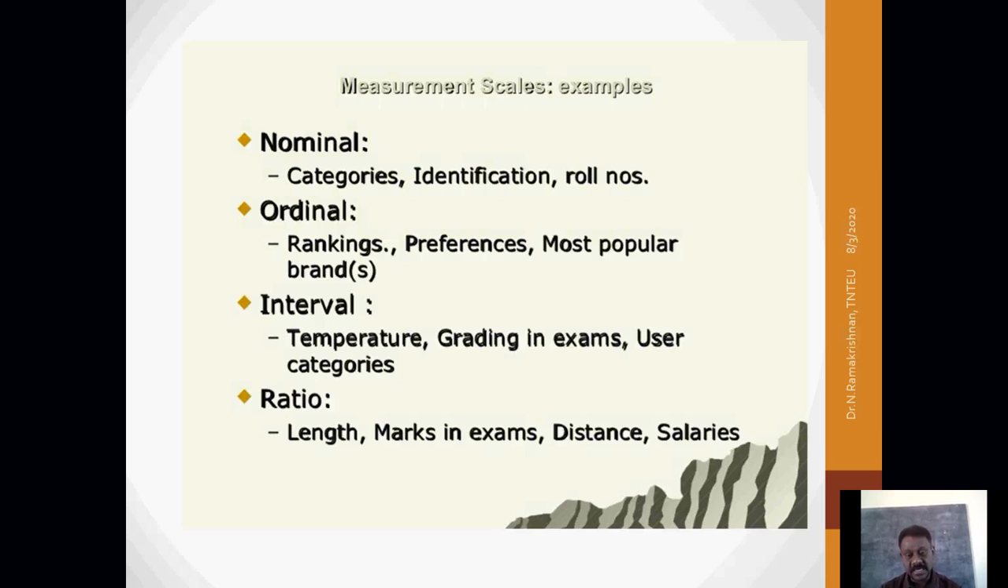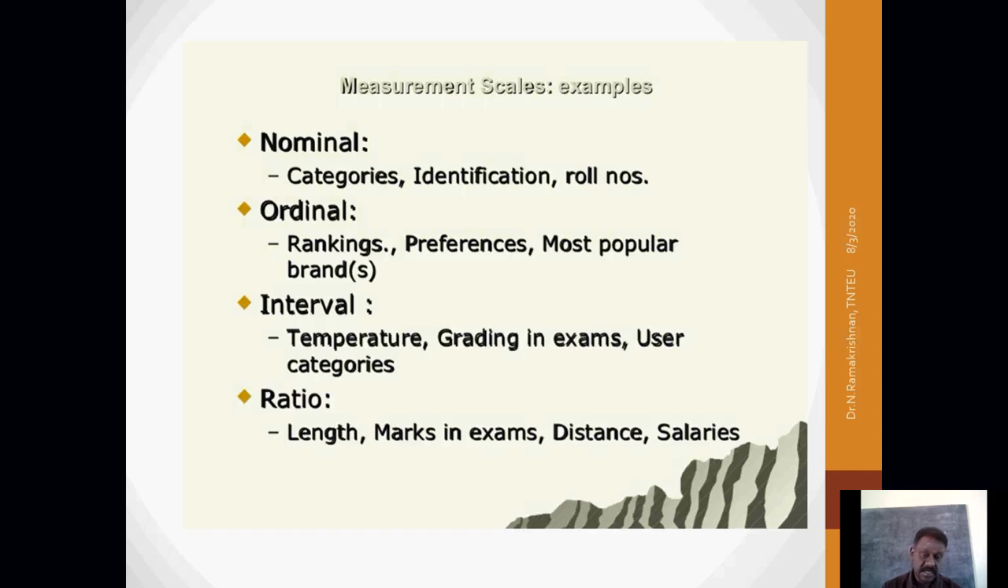If we say there is no true zero, it means below zero also there are values which will be taken into account. Grading in exams, there are some grading systems in CBSE schools and other schools, even for below 0. And even for personal variables like liking or disliking, if we are giving some value below 0, that also we are taking into account. That is known as interval scale.